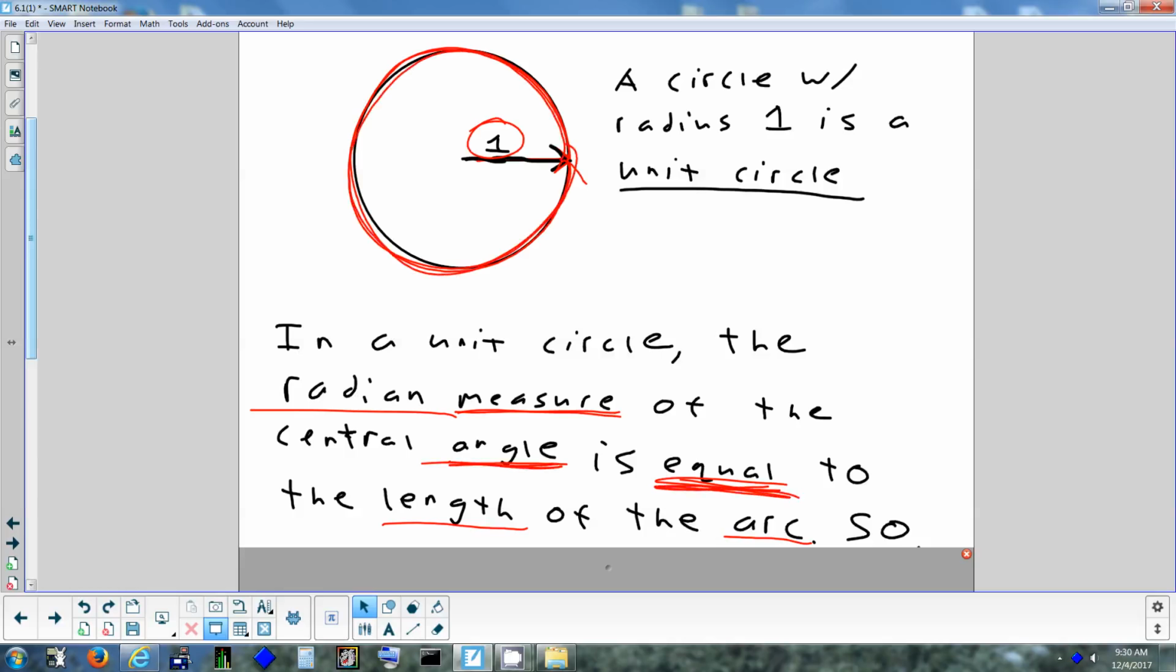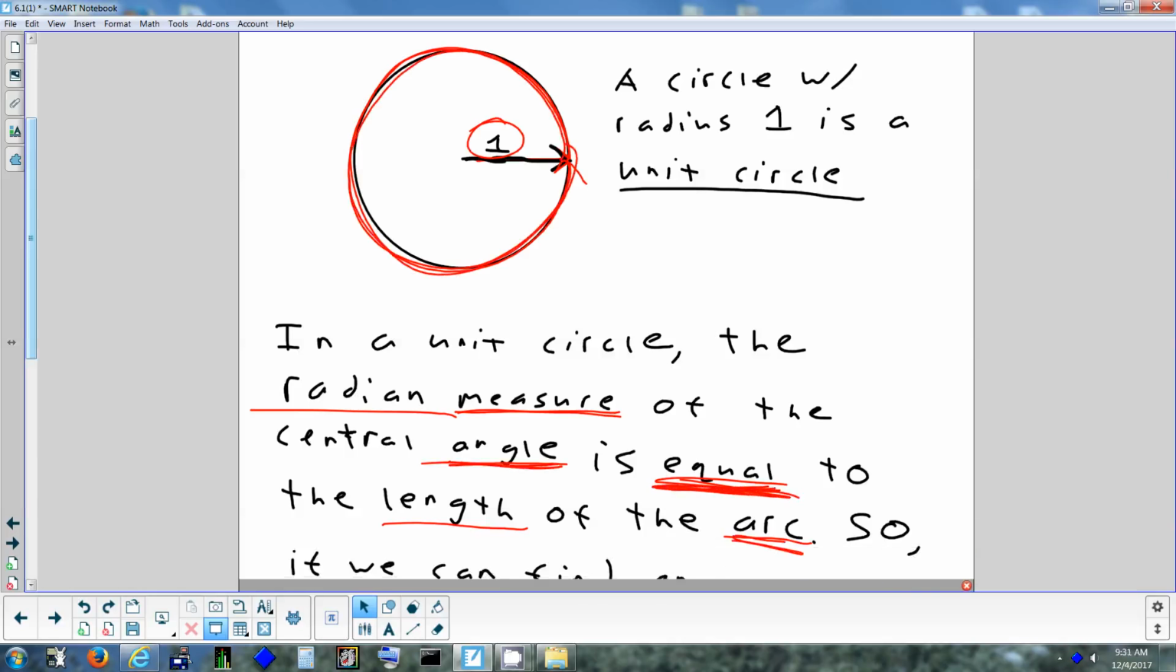So what's the name of the arc that goes all the way around the circle? The circumference. The circumference is just an arc, it's just a special arc that's the whole circle. So if I can find the circumference of that circle, the circumference is going to be the same as the angle in radians. And that's how we're going to figure out how many radians to go all the way around the circle. So let's find the circumference. What's the formula for circumference of a circle?